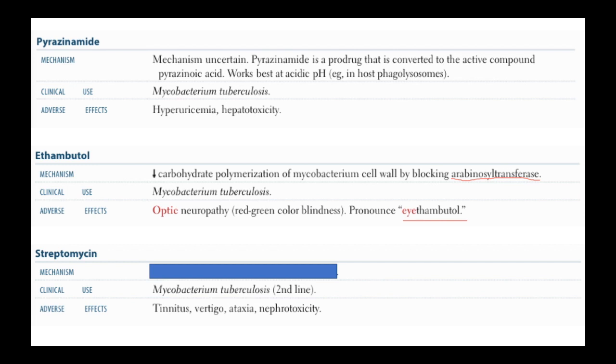And then we have a second-line medication, streptomycin. Can anyone tell me the mechanism for this guy? 30S subunit. Yes, 30S subunit. So this guy is an aminoglycoside, so you see those ototoxicity stuff going on. Okay, tinnitus, vertigo, as well as nephrotoxicity and ataxia. Yeah. So any questions about the drugs before I move on to quiz you guys?